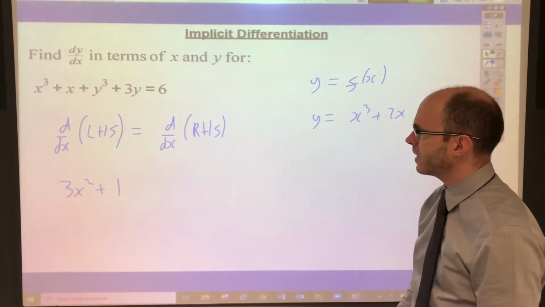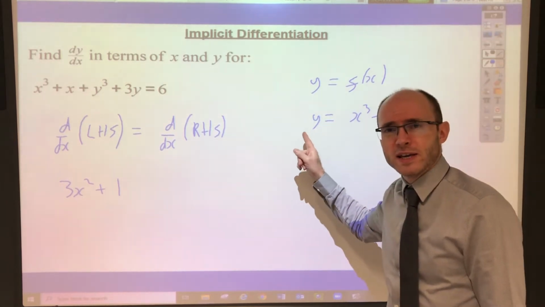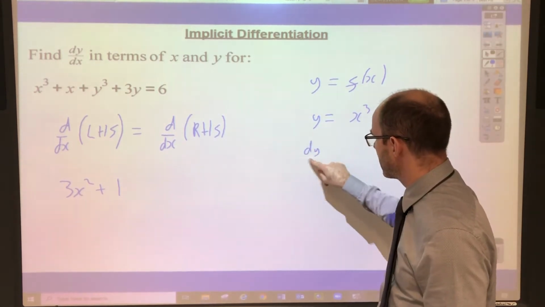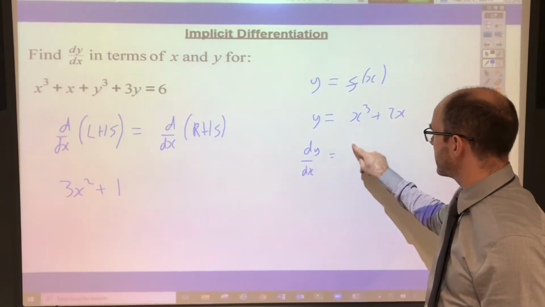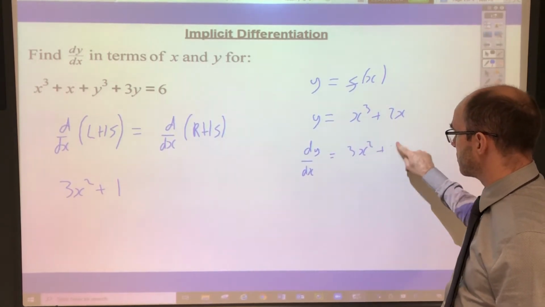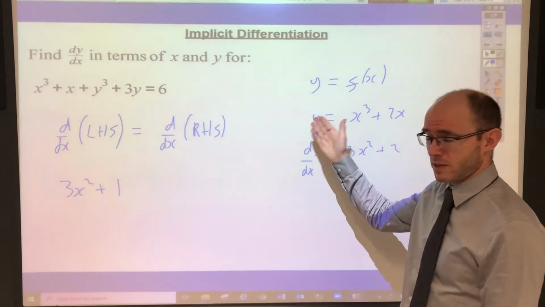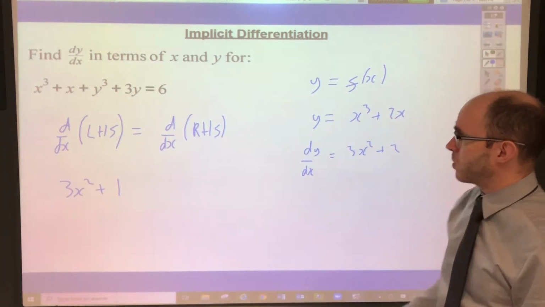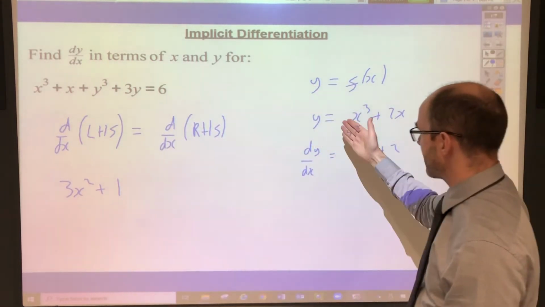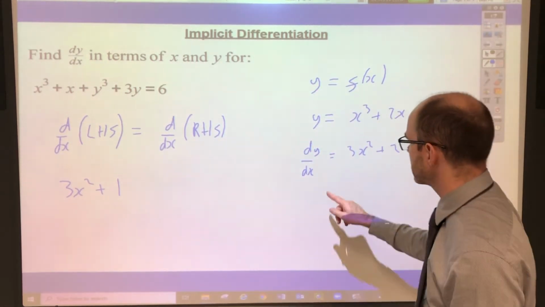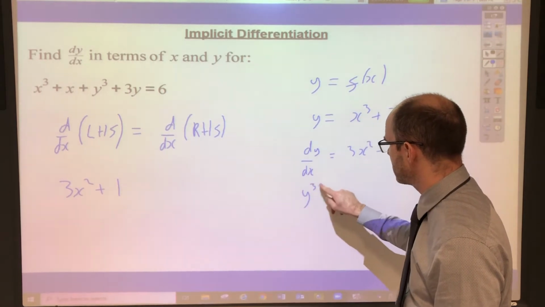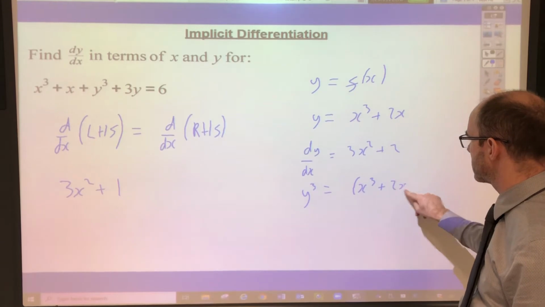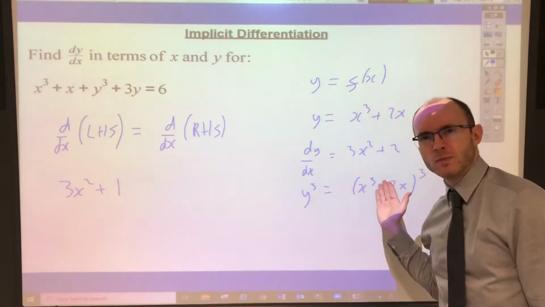Well, finding dy dx is pretty easy, isn't it? Obviously, dy dx is going to be 3x squared plus 2. Remember, we can do that because this is an equation where y is the subject. But we want to find y cubed, so let's see what happens when we cube that. We can find out what y cubed is. It's just x cubed plus 2x, all to the power of 3, that's y cubed.